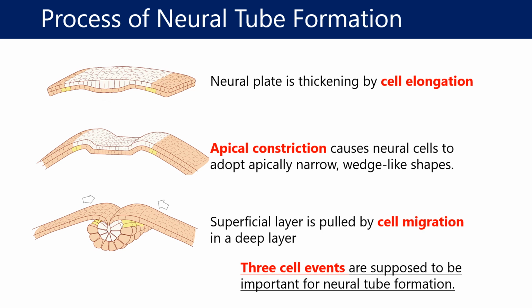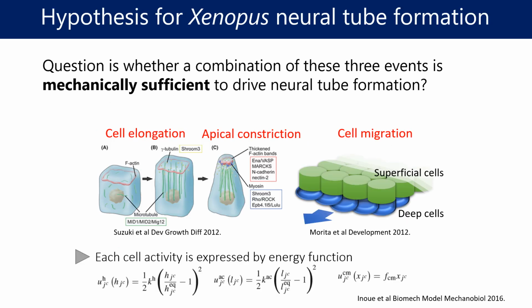Three cell events, cell elongation, apical constriction, and cell migration, are supposed to be important for neural tube formation. So the hypothesis to be examined here is that these three cell events are mechanically sufficient to drive neural tube formation. Using the model, we can test whether a phenomenon can be explained solely by the working hypotheses derived from experiments.